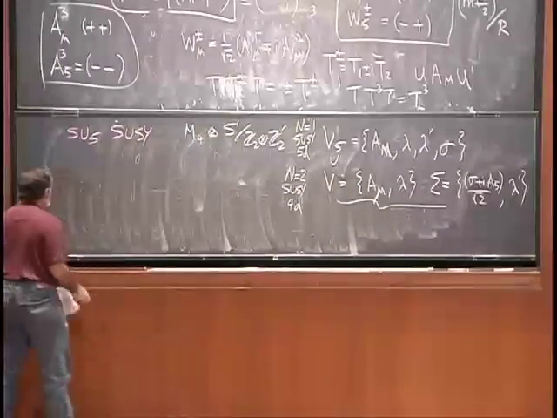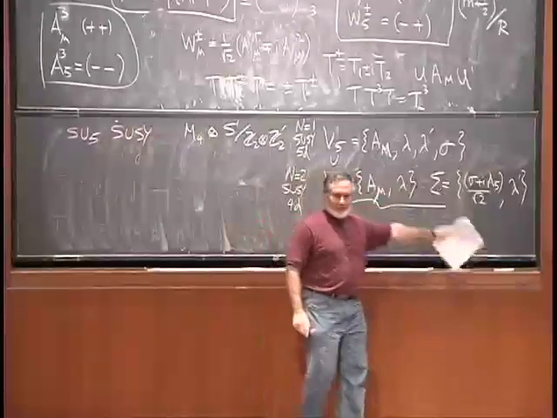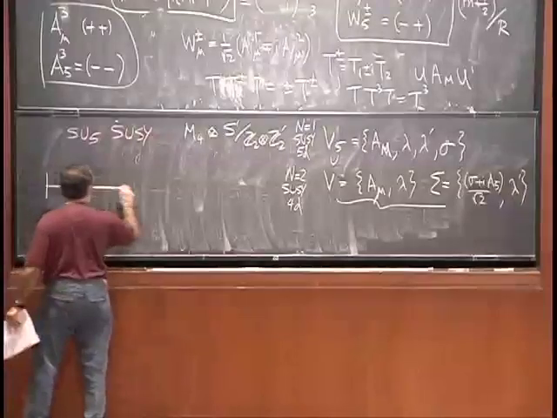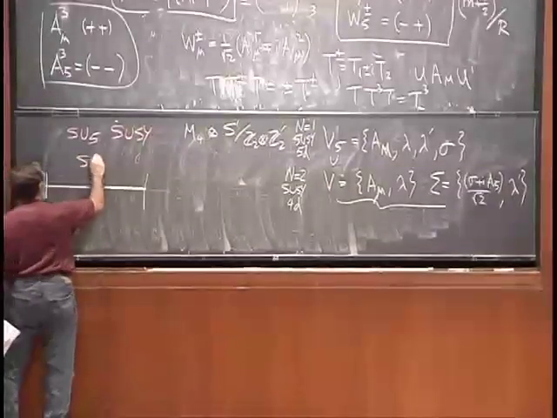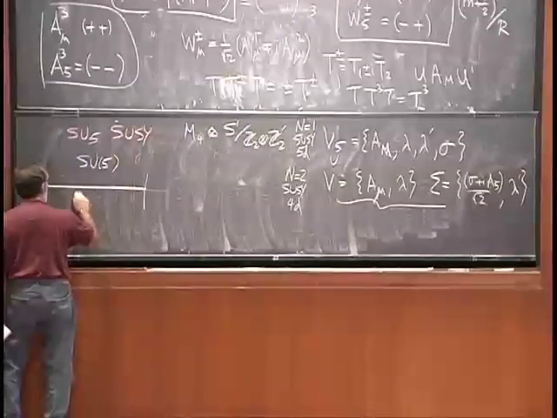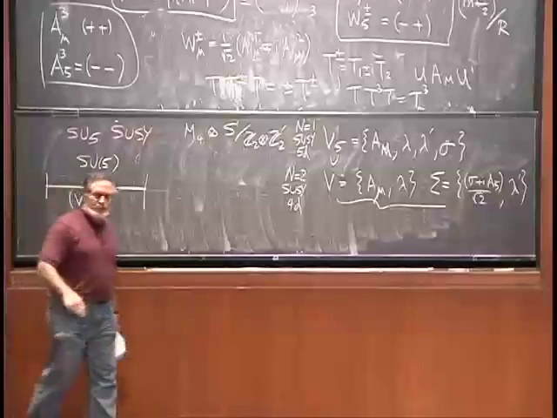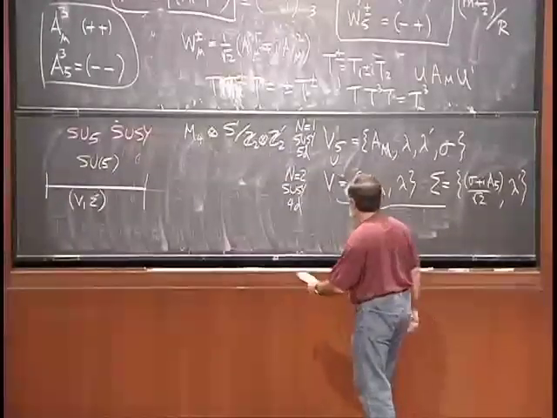Okay. We're going to put these fields in our bulk. So we're going to start out with a bulk gauge theory. And let me tell you in advance what we're going to do. We have SU5 in the bulk. We have V and sigma that are bulk gauge fields, and we're also going to put our Higgses in the bulk. So I have to write down the Higgses.